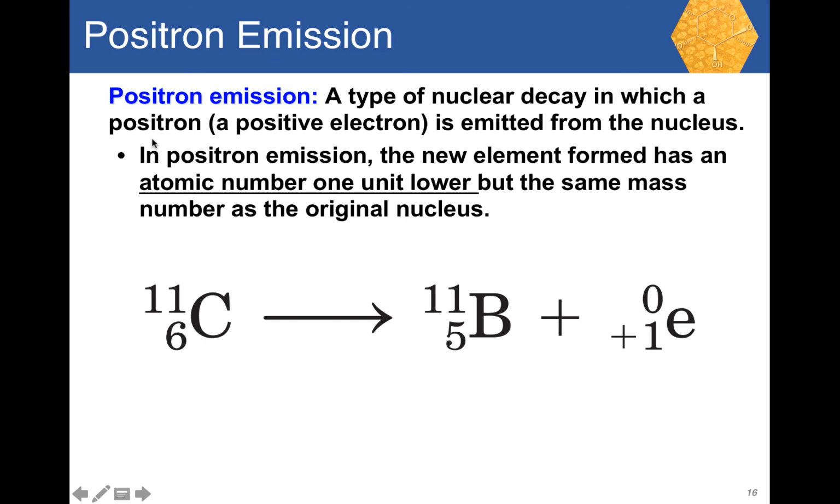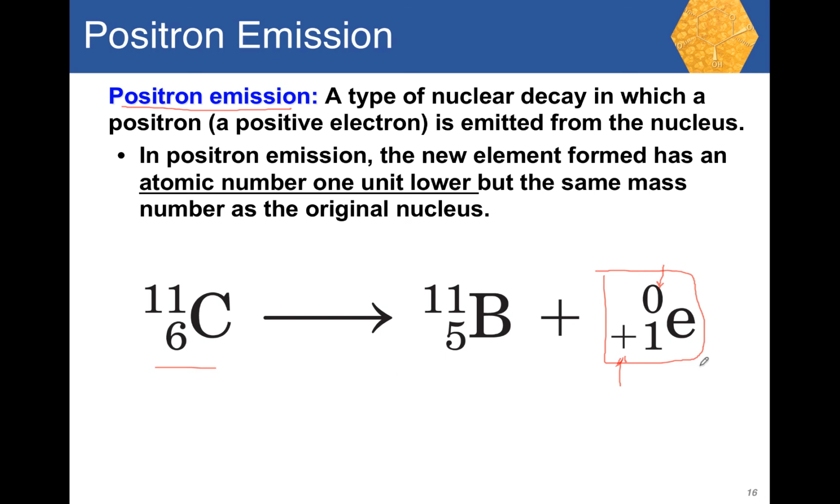Okay, let's look at another example: the positron. Here is the positron. Notice the difference: this is plus 1 this time, and of course 0. So if you have an isotope of carbon, carbon 6, 11 this time, notice it's not 14 or 12 or 13. This is carbon-11.